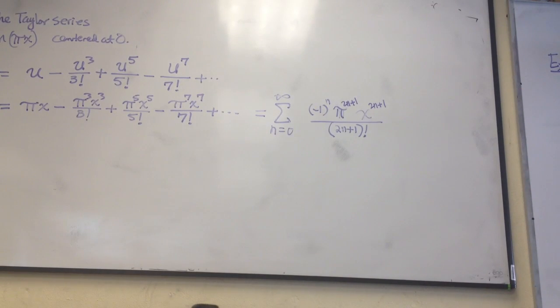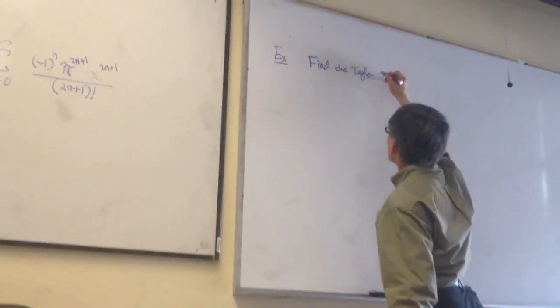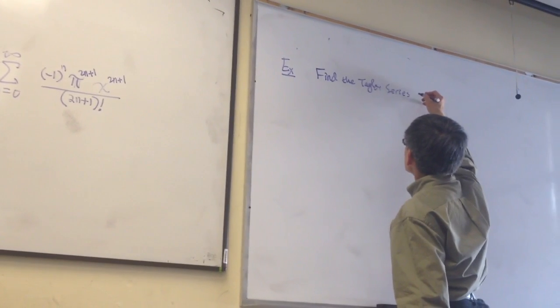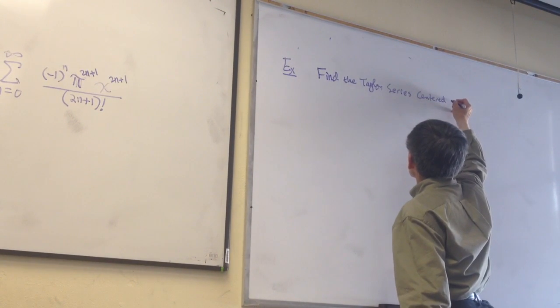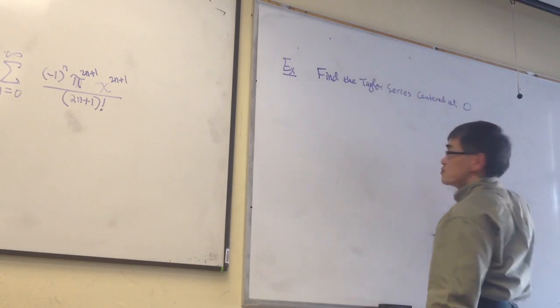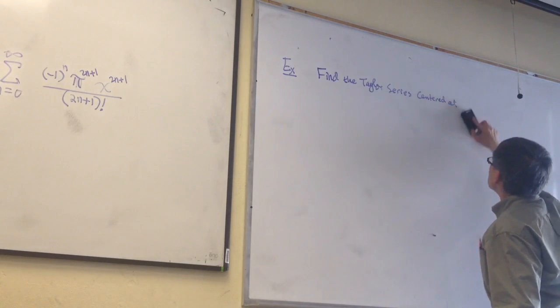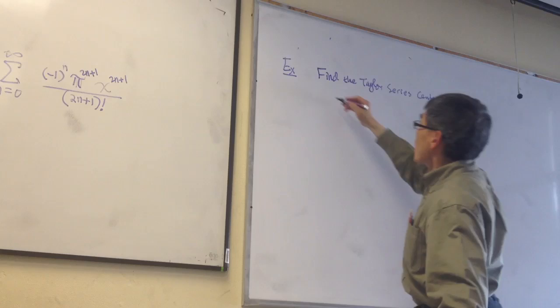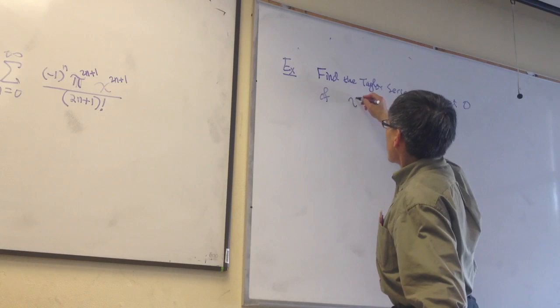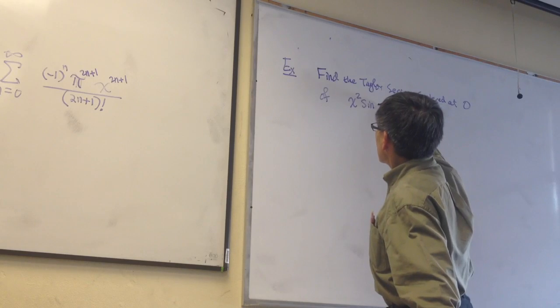Next one. Find the Taylor series centered at 0. Well, actually, centered at 0 of x squared sine x.